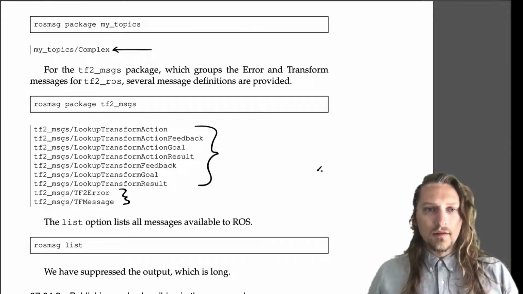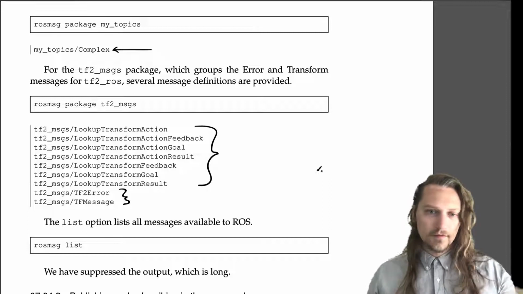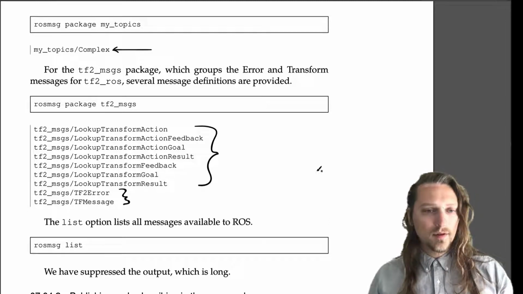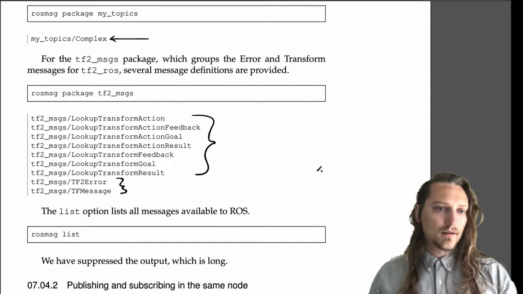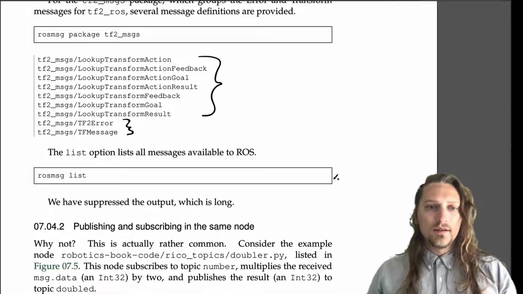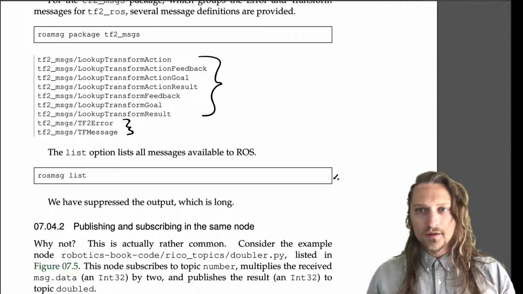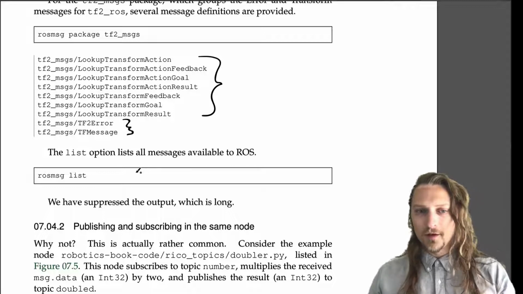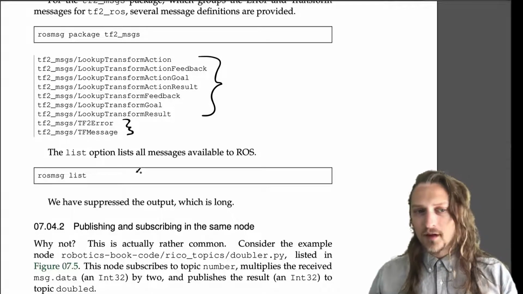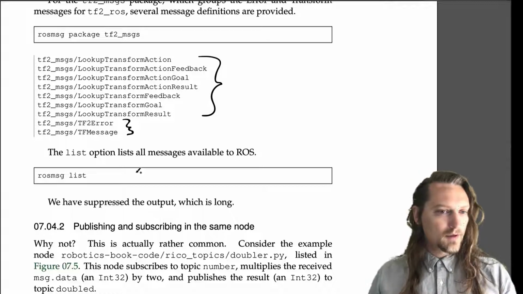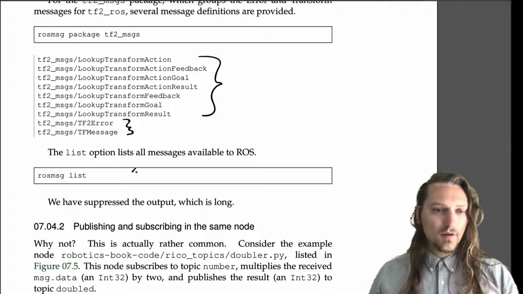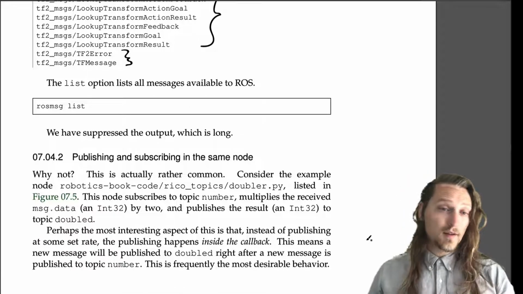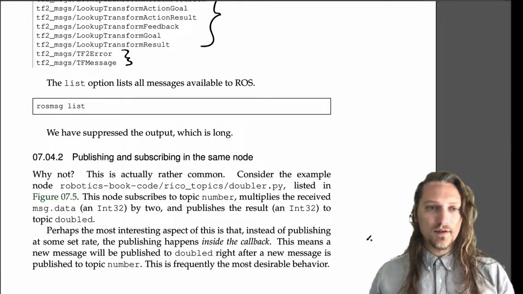So to list everything in a package, the ones that we pull off the remote servers, the ones that are publicly available, and then the ones that we've created locally as well can be listed in this way. The list option lists all messages available to ROS. rosmsg list will list all of them, and this is rather long depending on how many packages you have installed in your workspace, but that's one of the possibilities there. It's kind of interesting to see, so I recommend doing that and just scrolling through and seeing what messages there are.